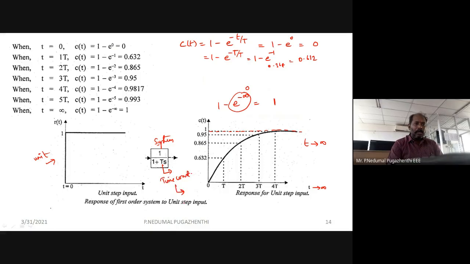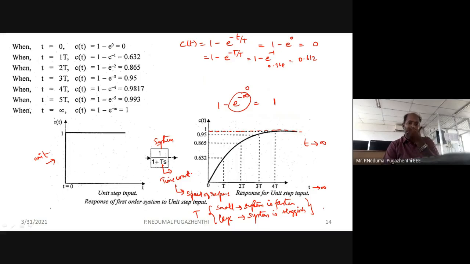And what is the significance of the time constant? The time constant provides you an idea about the speed of the response, actually the speed of the system. If the time constant is small, the system is faster. And if the time constant is large, the system is slow or sluggish. So kindly make a note of this.